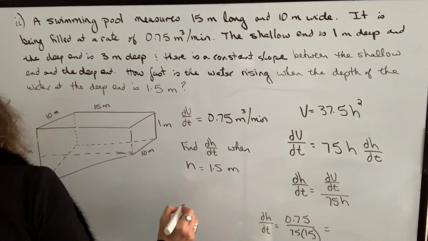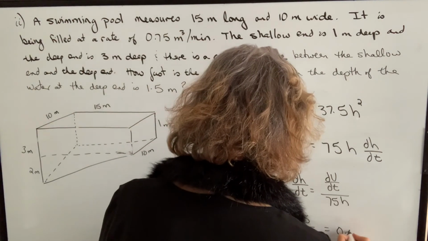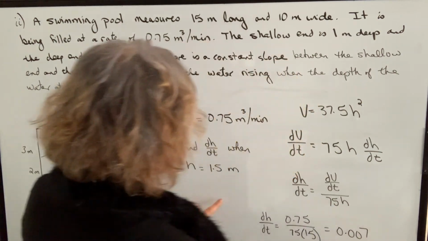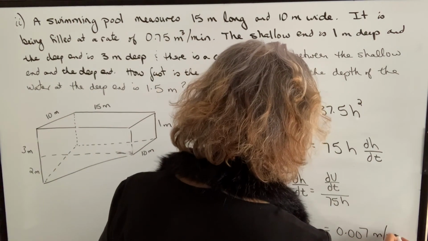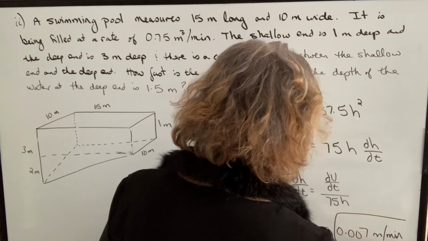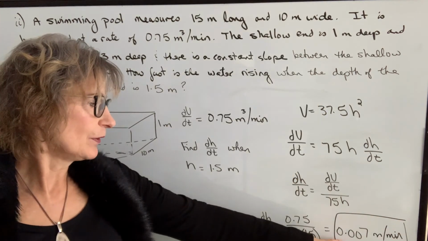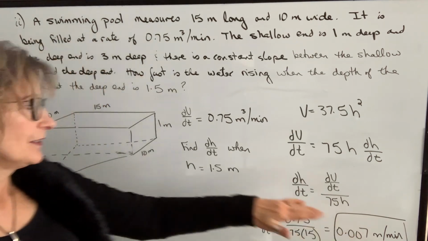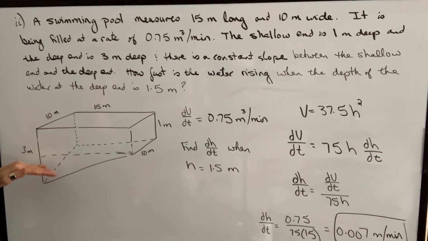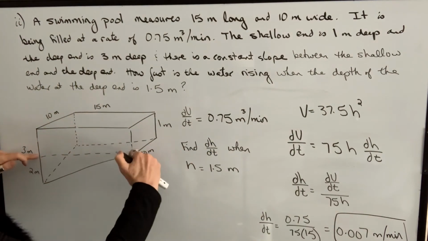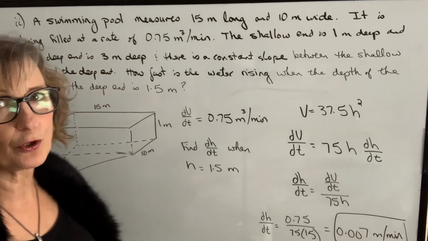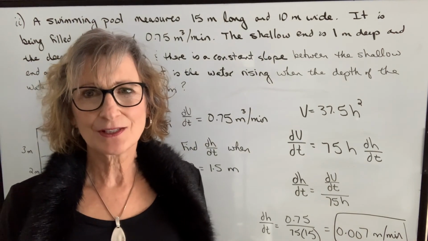to get 0.007. H is measured in meters, and my time factor is per minute. So that's how fast the level of the water is rising when it's 1.5 meters deep. And that will change at different heights. And once you get above the 2 meters, we use a different function. We use the volume of a rectangular solid then.